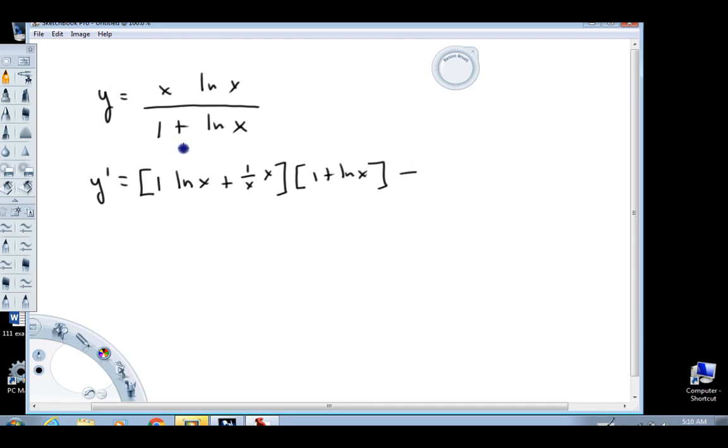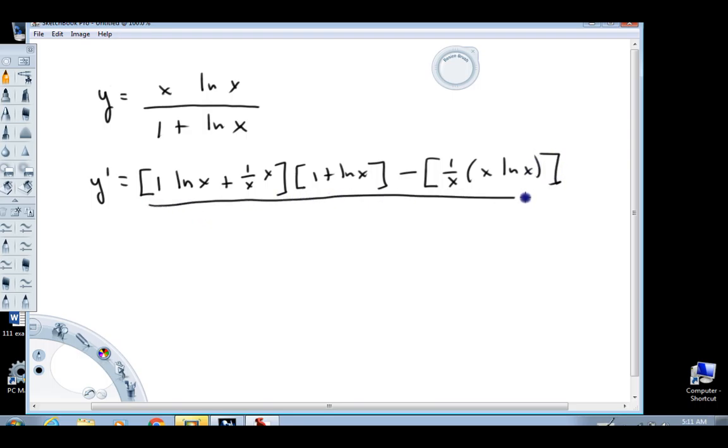Minus. Now we need to differentiate the bottom and then multiply by the top. When we differentiate the bottom, 1 has a derivative of 0, and ln x has a derivative of 1 over x. So there's our derivative of the bottom times the top. And then that's going to be all over the bottom squared. So that's all going to be over 1 plus ln x, the quantity squared.